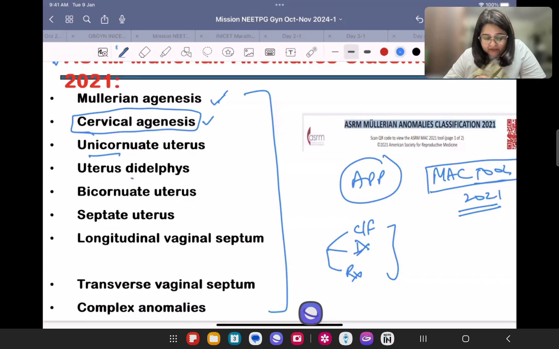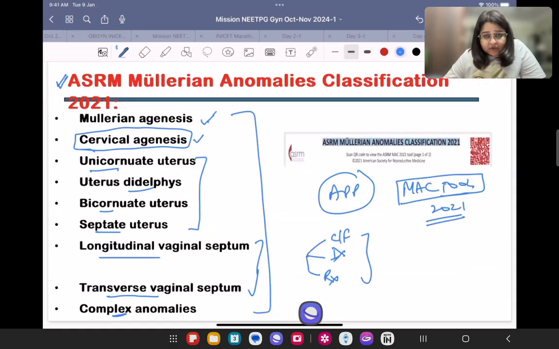Then you have unicornuate, didelphys, bicornuate, septate. These were there in the earlier classifications also. Then you have longitudinal vaginal septum and transverse vaginal septum as separate entities. These were not in the earlier systems. And then you have complex anomalies where you have different anomalies coexisting together. So this is the new classification. It's not important to remember the classification system. Just you should know that the name of the new classification is the MAC Tool 2021. This is Mullerian Anomaly Classification Tool.